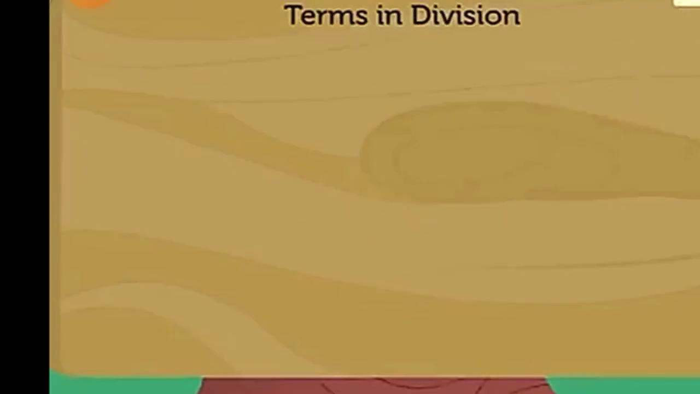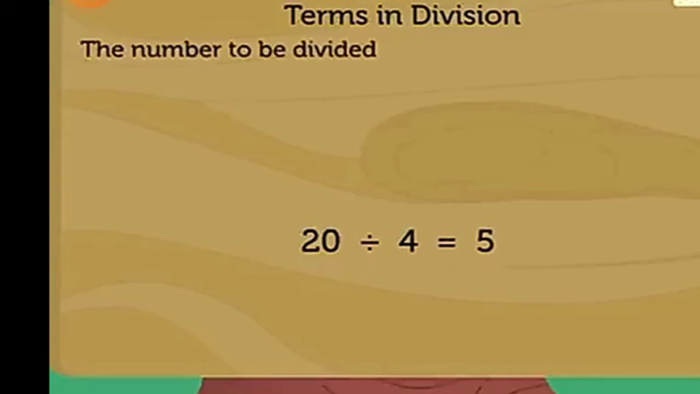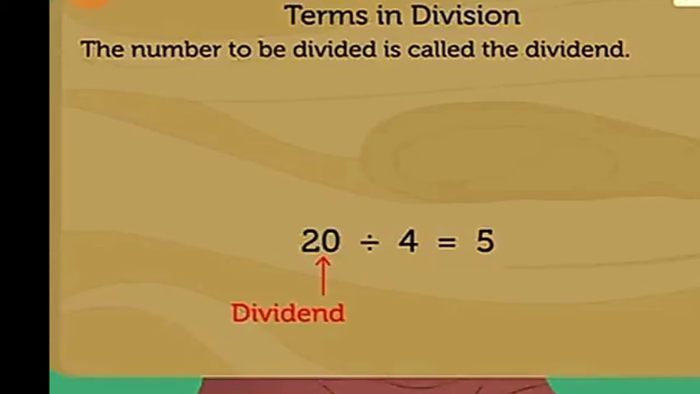Now scholars, we will learn the terms in division with an example. 20 divided by 4 equals 5. This is our division fact. Here, the number to be divided is called the dividend. So here in this example, 20 is our dividend.